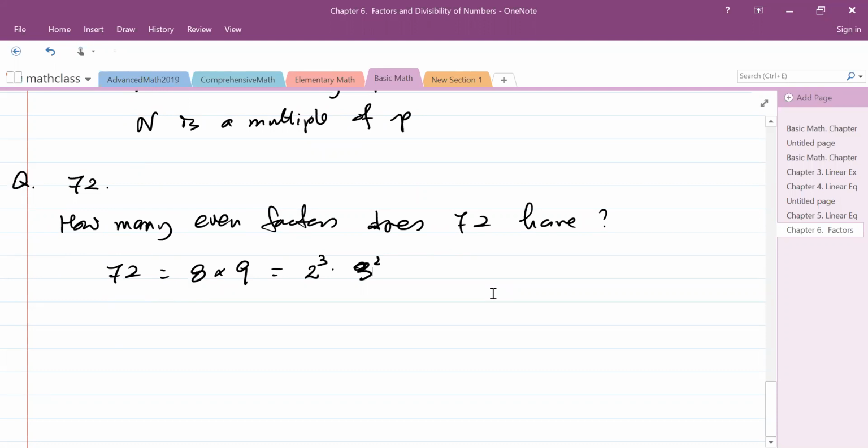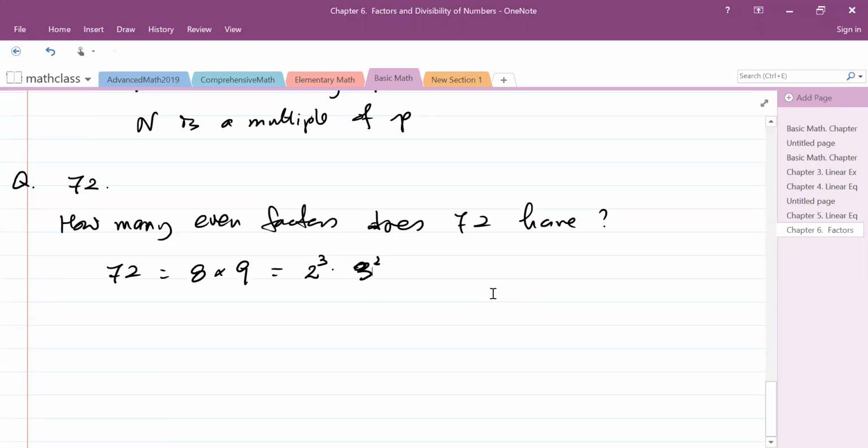So how many factors does 72 have? Somebody says 6 factors, somebody says 9 factors, somebody says 8, and somebody says 5. See, he's correct.